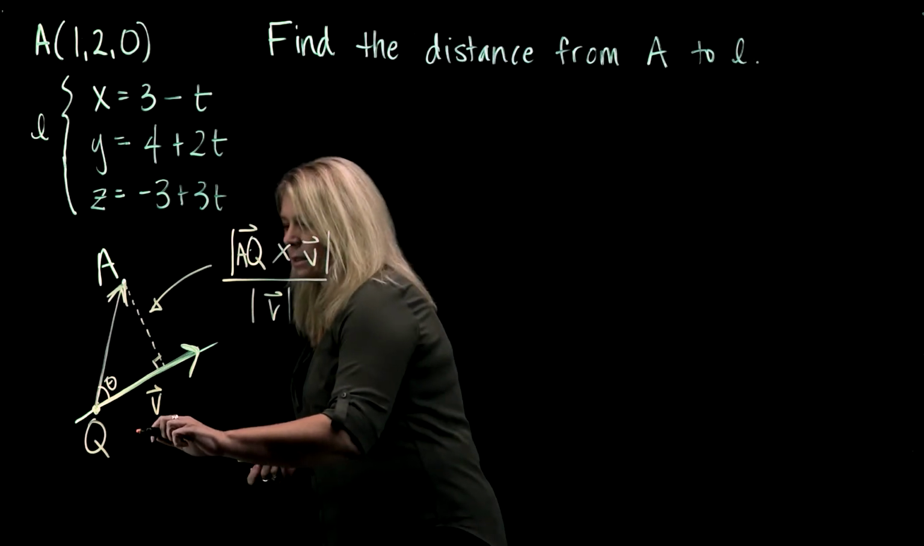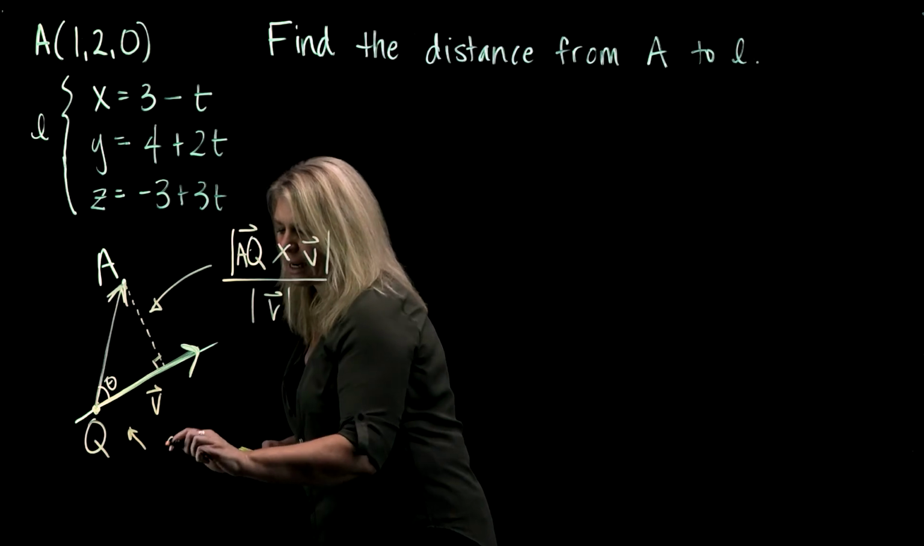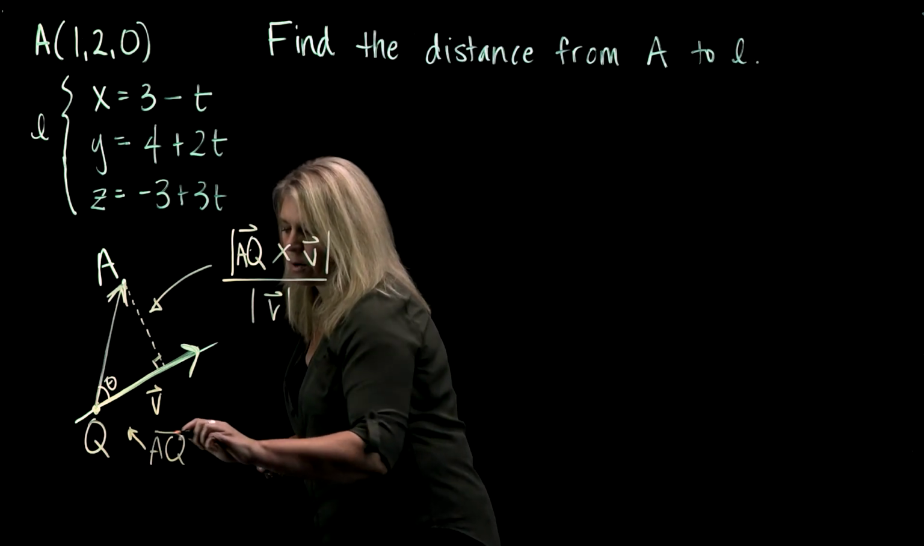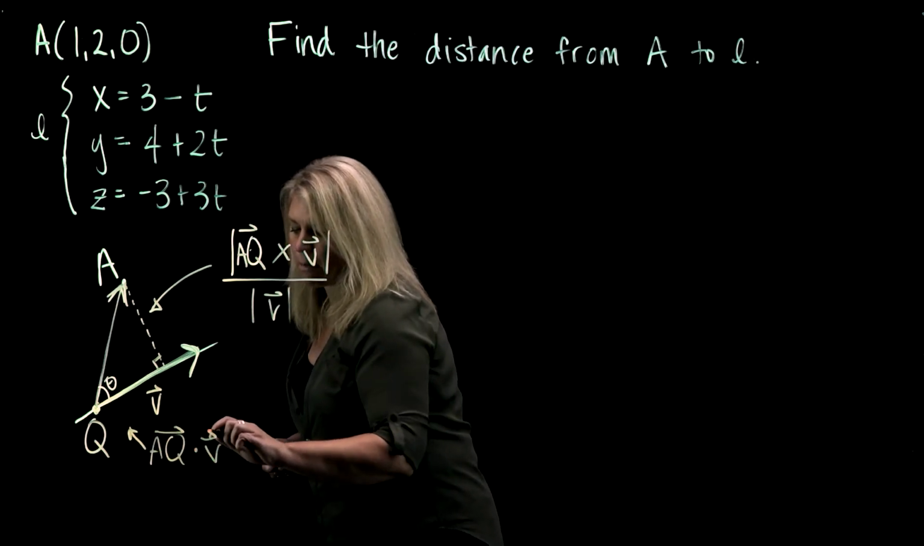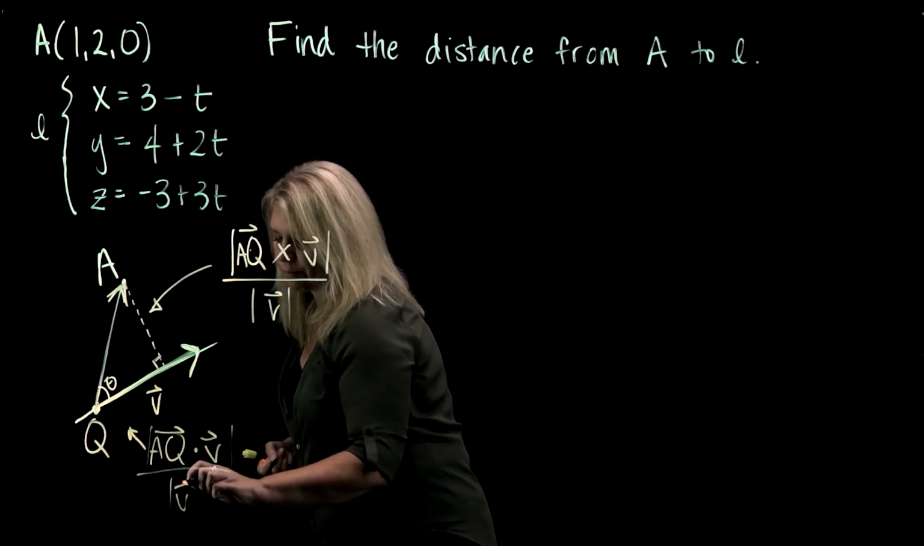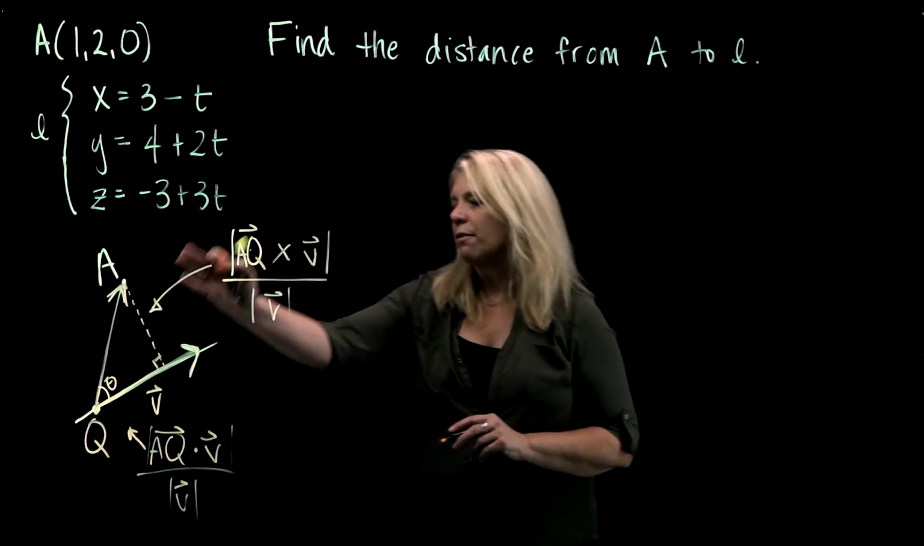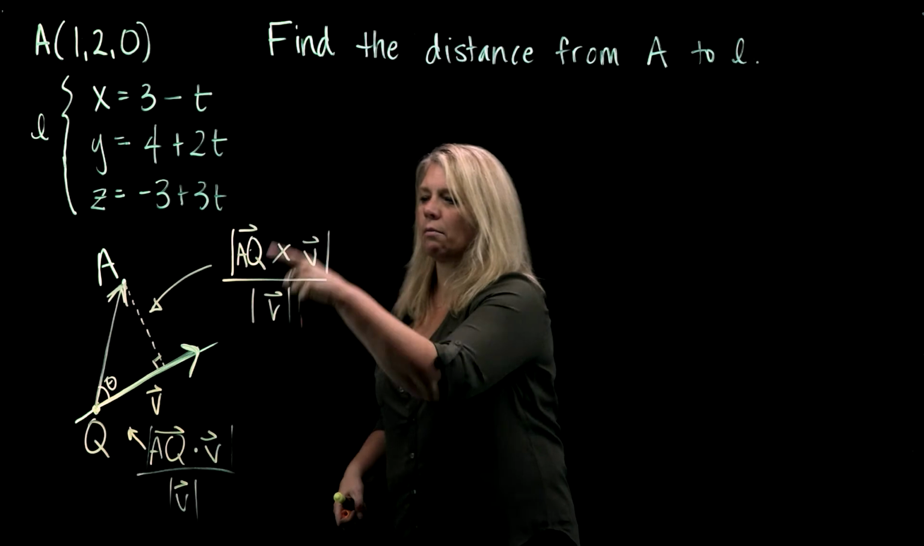And then this side here would be the magnitude of AQ dot V divided by the magnitude of V. Right, so this is the same kind of triangle that we looked at before. But for the distance that we're interested in here, we want this.